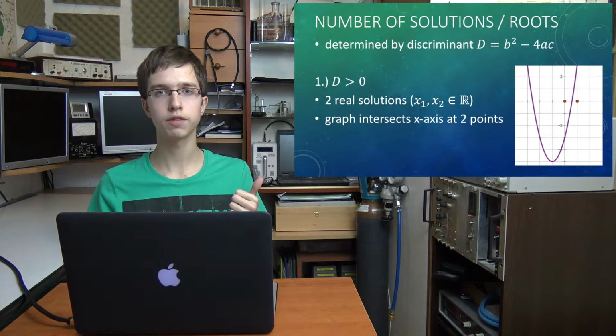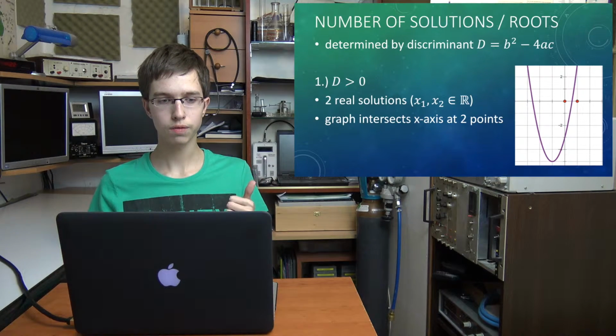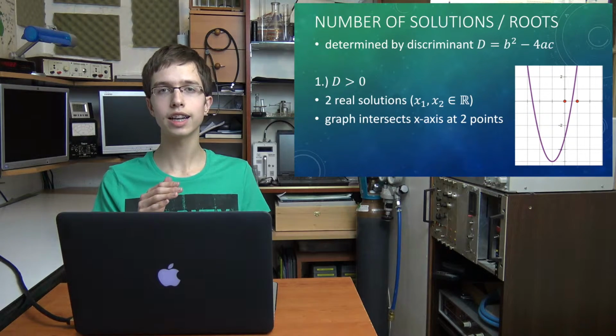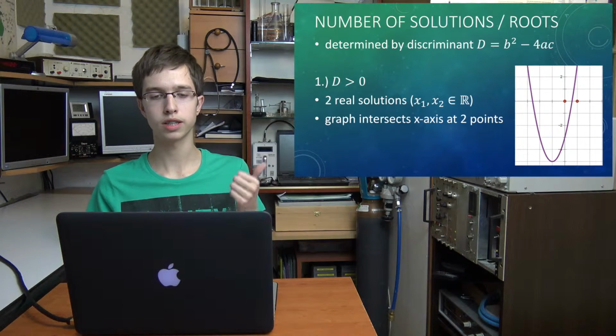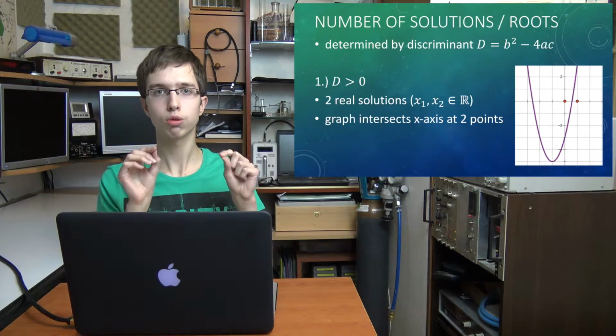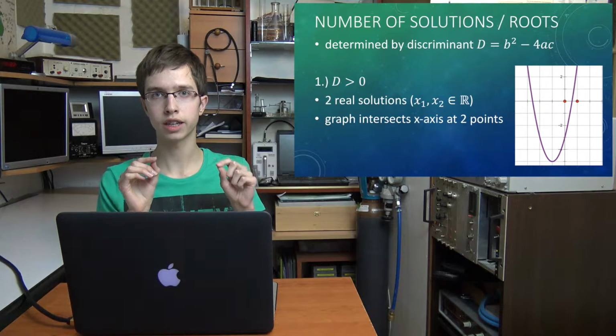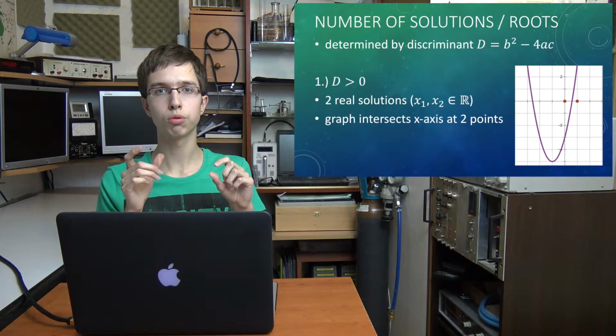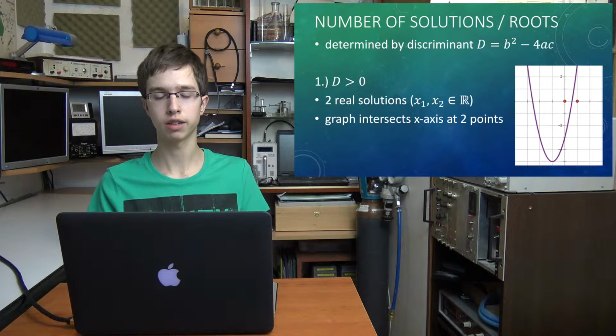First case, when discriminant is greater than 0, then the graph of parabola of quadratic function intersects x-axis at 2 points, as we can see in the picture, and those 2 points are the quadratic equation null points. So their x-coordinates are two real solutions of a quadratic equation.